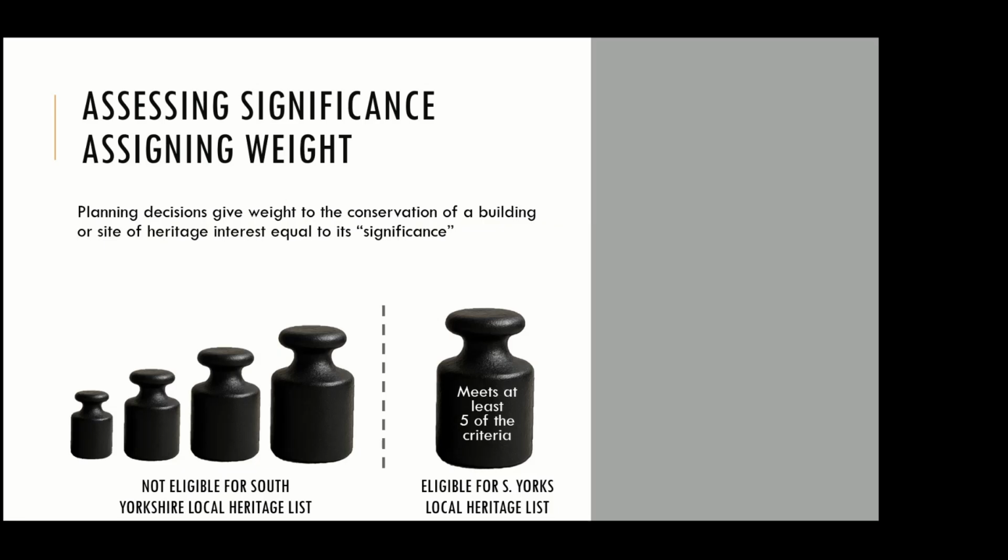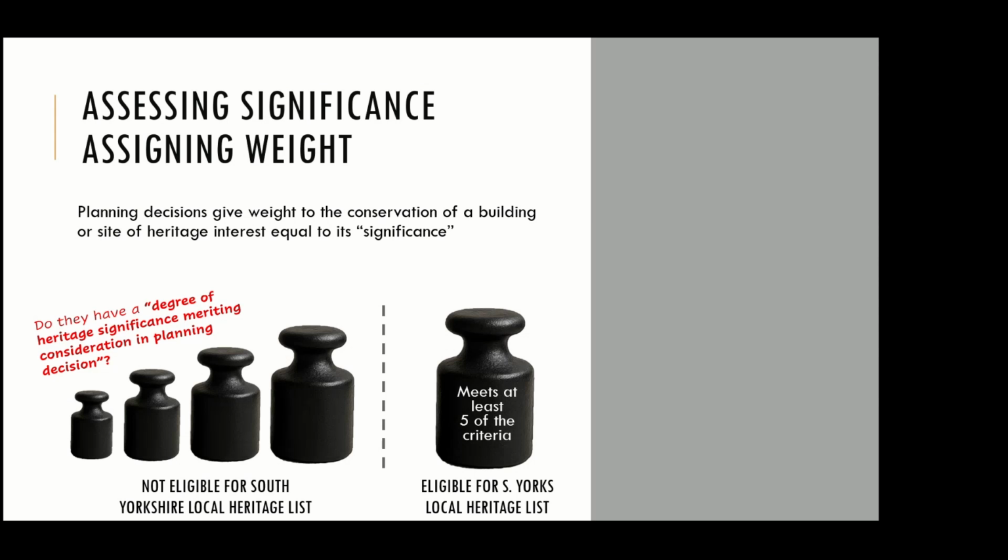There are other local lists which have a lower bar. As we all know, heritage assets exist on a spectrum. So just because something doesn't reach the bar for local listing in an area may not necessarily mean it's not a non-designated heritage asset, because the question is, does it have a degree of heritage significance meriting consideration in planning decisions?